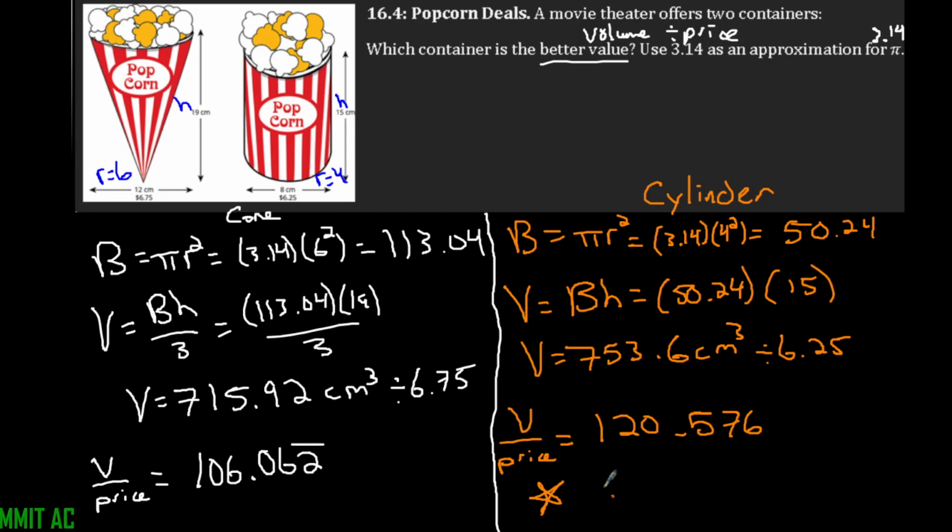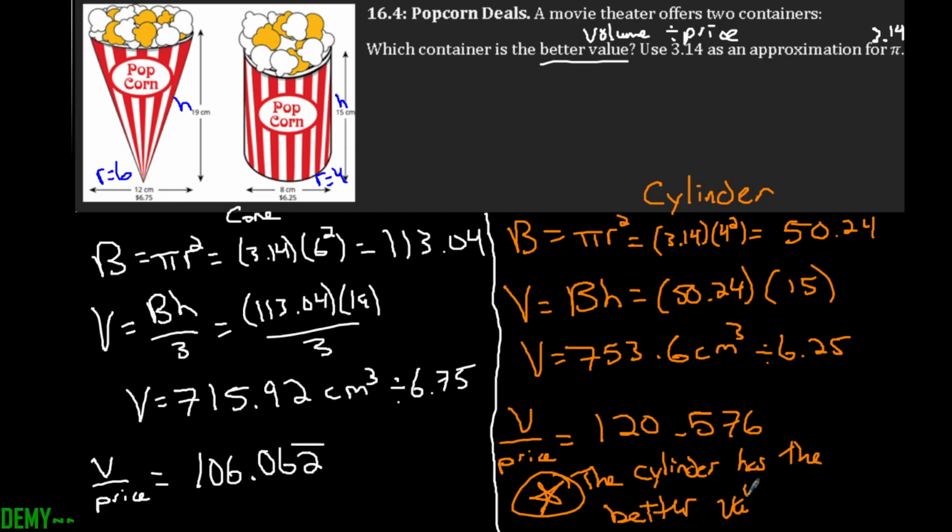So we'll say the cylinder has the better value. You got to be careful of that, because even though it had a larger volume, it's not always about the volume, it's about the unit price. So we had to take the volume divided by the price to figure out how much we were actually getting for that container.